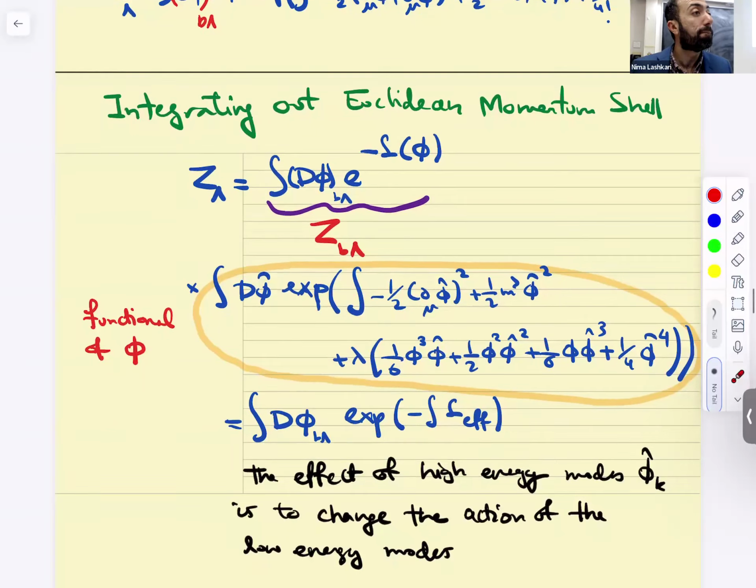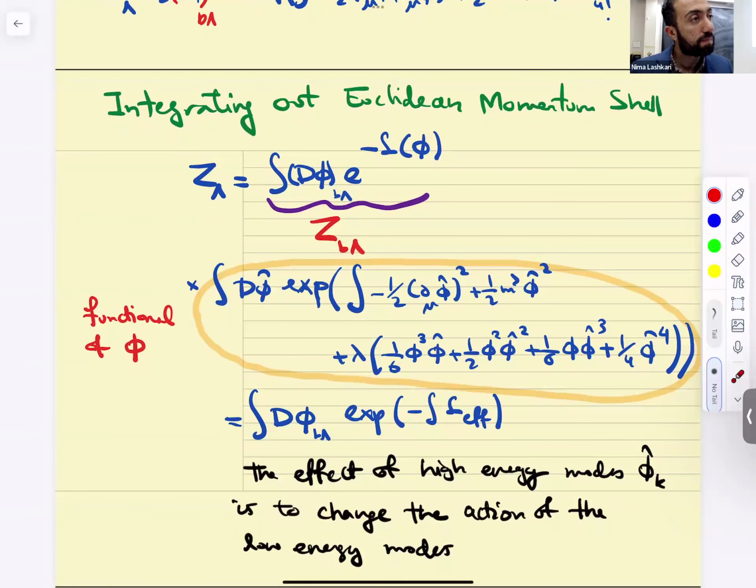Yeah. How do you go from here to arguing that the effect of this function of phi is just a shift in the... Oh, I haven't done that yet. Those are the next slides.